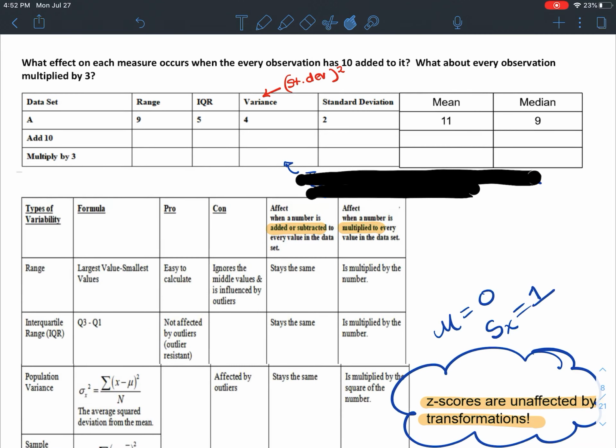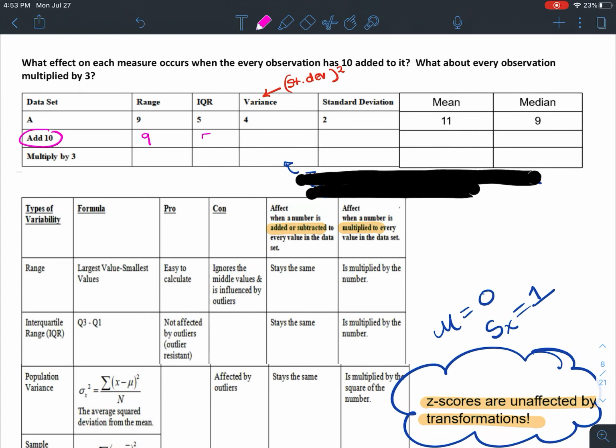Your average Z-score is always 0, and your standard deviation is always 1. All right, so the question here is, what effect on each measure occurs when every observation has 10 added to it? What about every observation multiplied by 3? So what we're looking at here is a data set A. Here are our values. Some of these are measures of spread. Some of these are measures of center. You don't have the data set to look at, but if you were to add 10 to the entire data set, I want you to think about which of these things would change and how would they change.